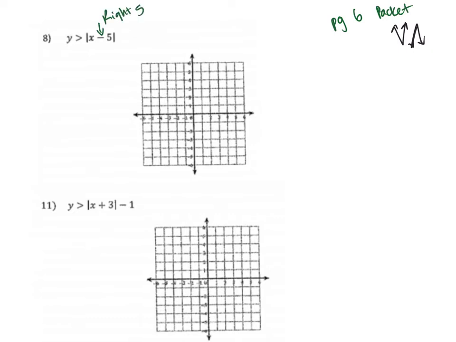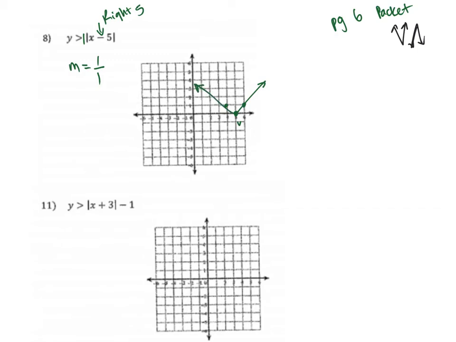5. So if I'm going right 5, I'm going to be going this way, and then I'm going to plot right there. So that right there is my vertex. And then I use my slope. So the slope here is just a 1 over 1. So from the vertex, I'm going to go up 1 over 1, which is right there. And then if I want to draw my other line, I just reflect it. So up 1 over to the left.